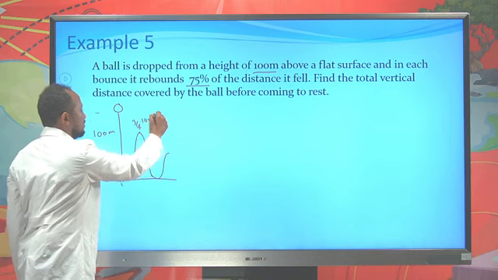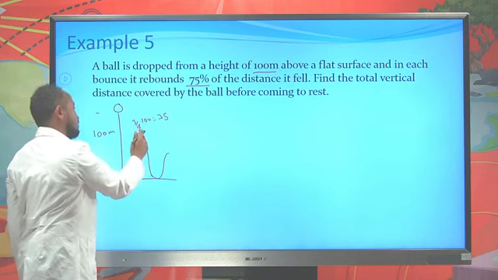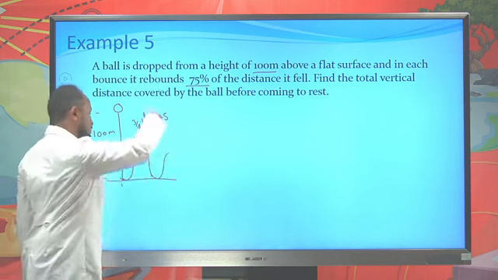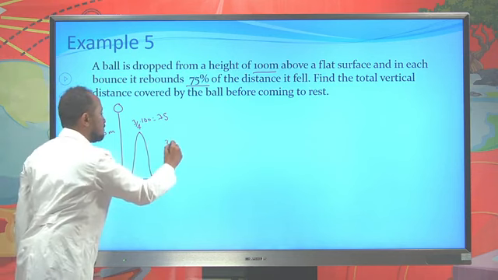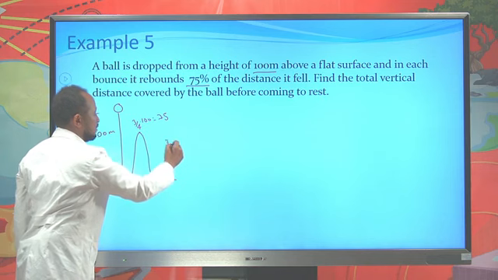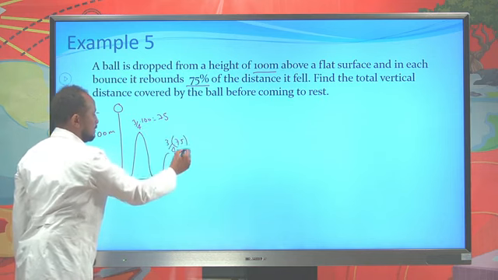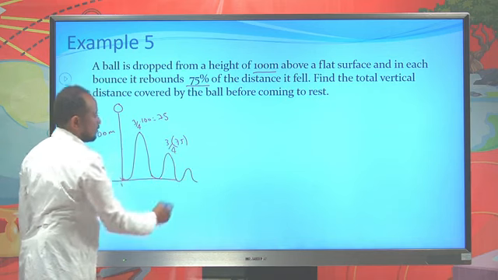This is 75, so it falls 75 meters. So on the next rebound, it rebounds 3/4 of 75, or this result. So it goes on like this.